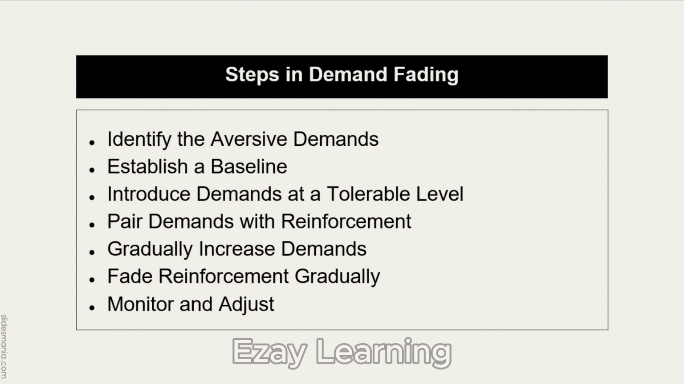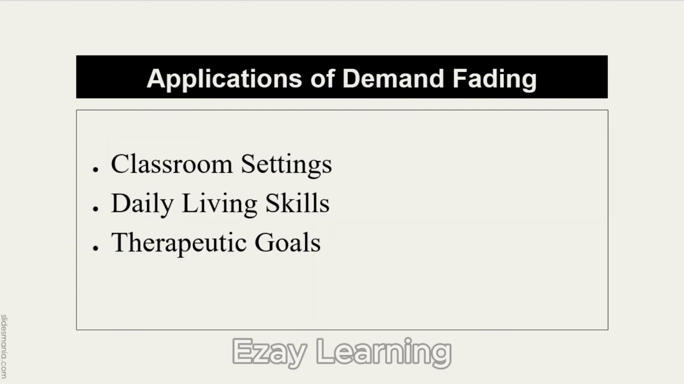Monitor and adjust. You need to continuously observe the individual's responses and adjust the pace of fading as needed. If problematic behavior resurfaces, reduce the demand level temporarily before resuming fading. Now, what are the applications of demand fading? So, in a classroom setting, demand fading helps students build tolerance for academic tasks, for example, writing, reading, math. A teacher might reduce the number of sentences required for a writing assessment, gradually increasing them over time. This will increase compliance as well.